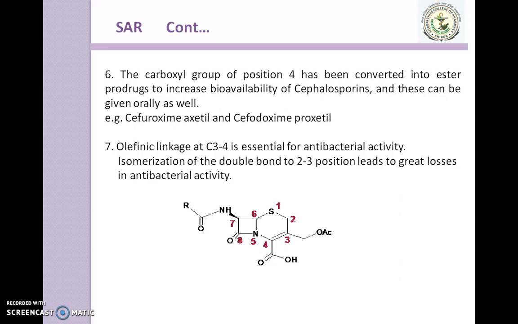So here we finish the structure activity relationship of cephalosporins. Hope all of you got this. Thank you very much.